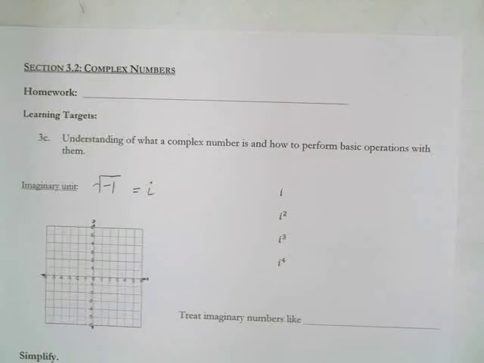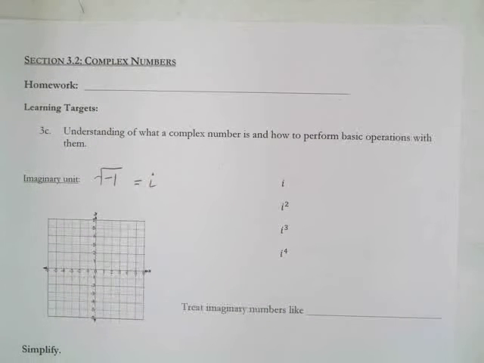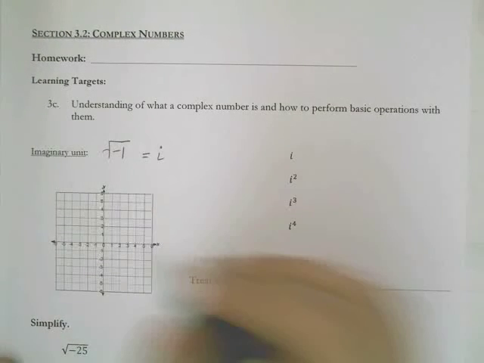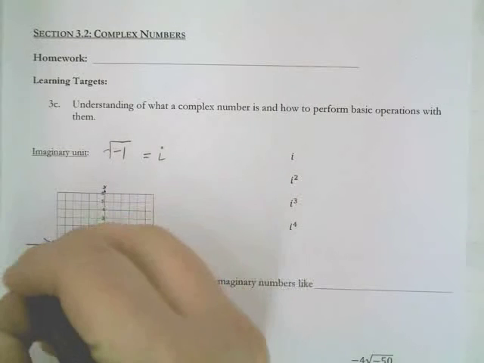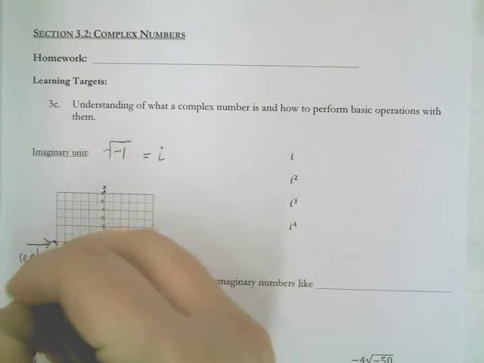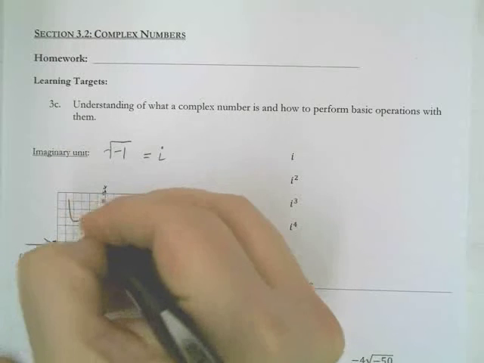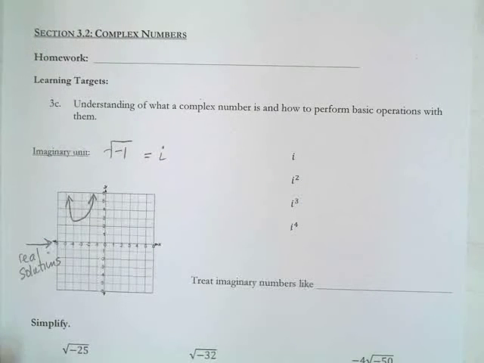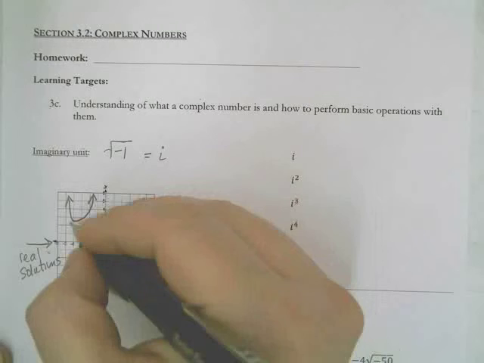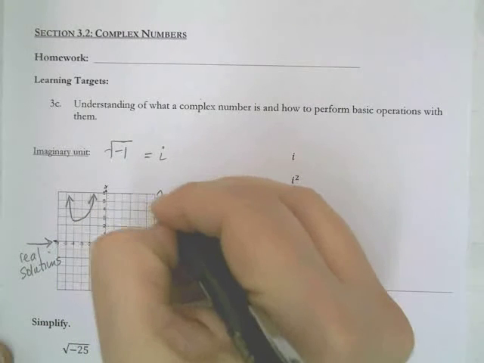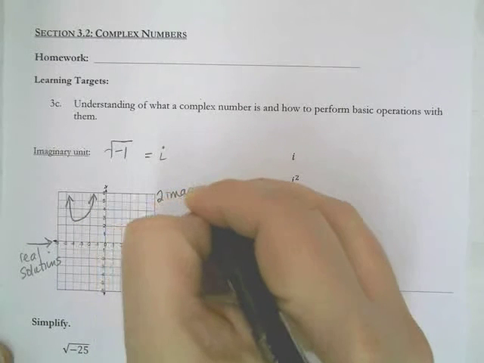On the coordinate plane, when we're talking about quadratics, usually the solutions are where you cross the x-axis, but when a quadratic or a parabola does not cross the x-axis, then it has imaginary solutions. So when something does not cross the x-axis, it has two imaginary solutions.